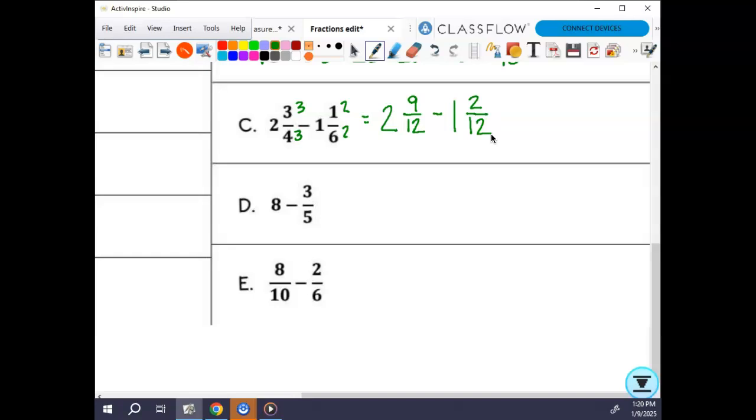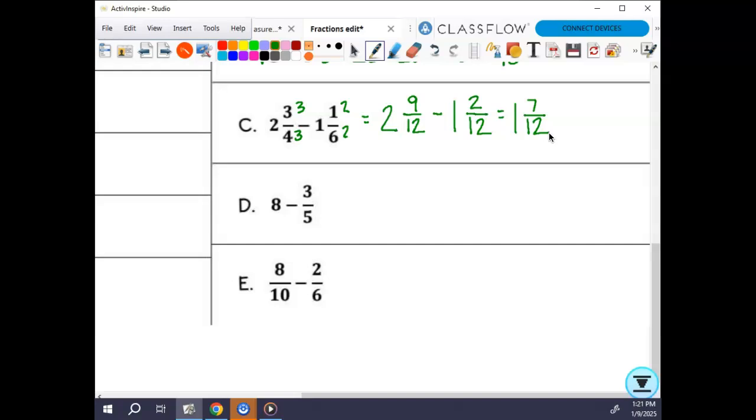Here, because when I subtract the fraction part, the numerators, I'm not going to get a negative number, I don't need the improper fraction. I'm going to subtract my whole numbers. 2 minus 1 is 1. 9 minus 2 is 7, so it's 1 and 7/12. Any questions at all?